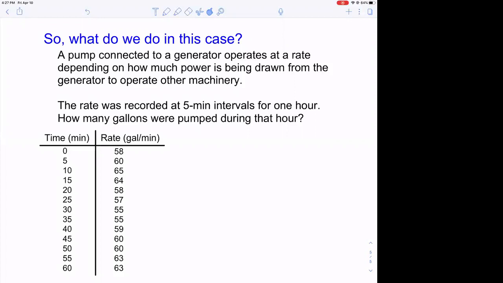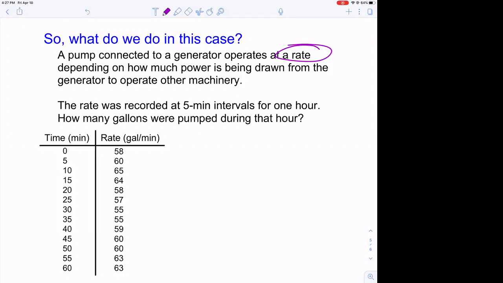power is being drawn from the generator. The rate was recorded at 5-minute intervals for 1 hour. How many gallons were pumped during that hour? So again, if you see a rate, right? So here we say at a rate, depending on how much power is being drawn.